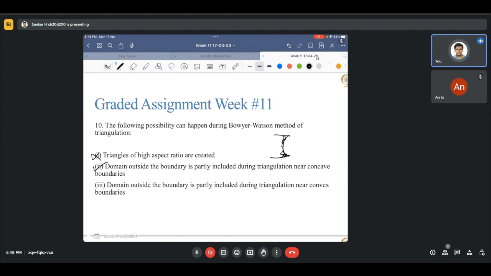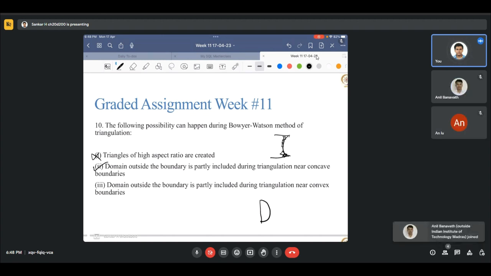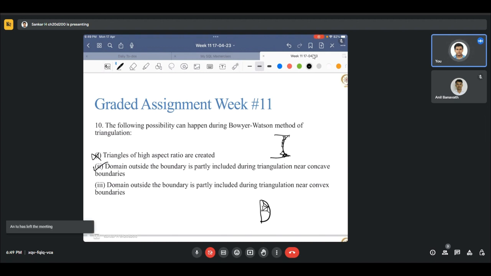Regarding whether, for convex boundaries such as this, the domain outside the boundary is partly included, that statement would be wrong, because when we triangulate near the convex boundaries as shown in one of the figures 11.1, we generally tend to exclude some of the area inside the boundary rather than include whatever is outside of it. So option 3 is also wrong. We partly tend to exclude whatever is near or inside the boundary rather than include whatever is outside the boundary for the Bowyer-Watson method of triangulation.